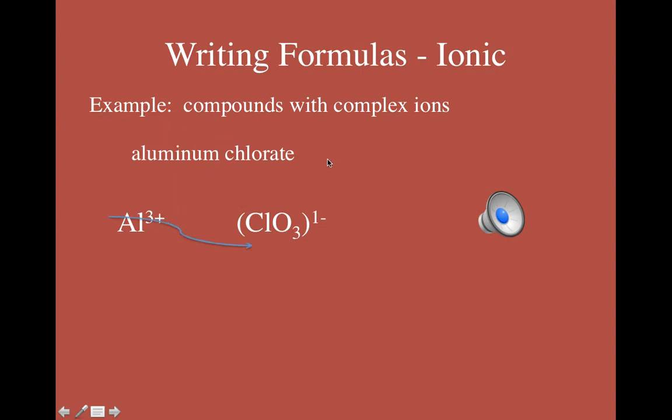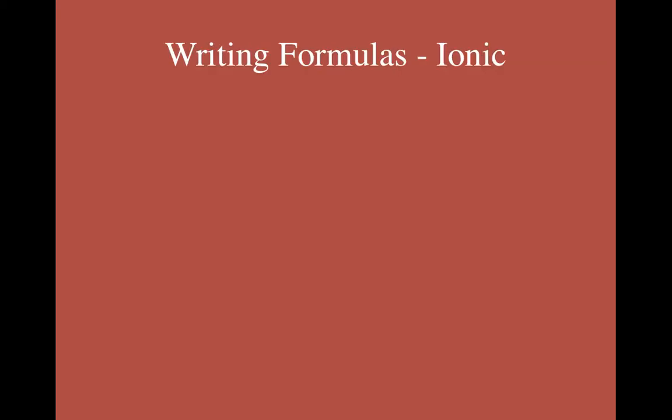Now we do our crisscross. That means this 1 comes down here. We're not going to write the 1, and the 3 is going to come down here, and it will go outside the brackets. And that is the correct formula for aluminum chlorate. Again, this is stuff you probably saw last year. You may be refreshing your memory. You should find it easy.